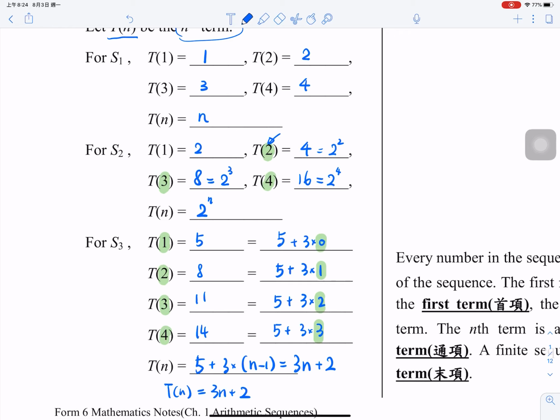Later we'll talk about 2 different kinds of sequences and ask you to think about how to find out the general term, and some questions related to these 2 kinds of sequences.